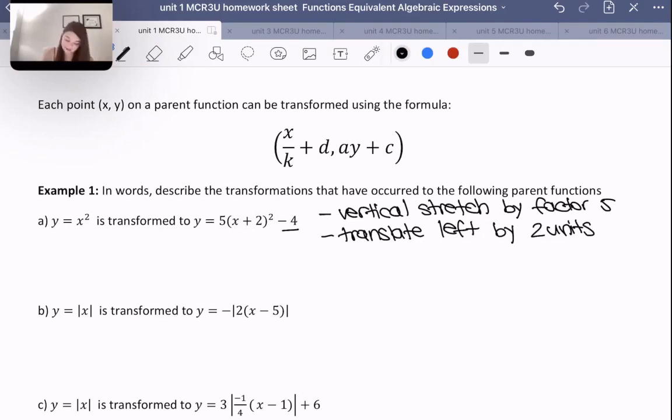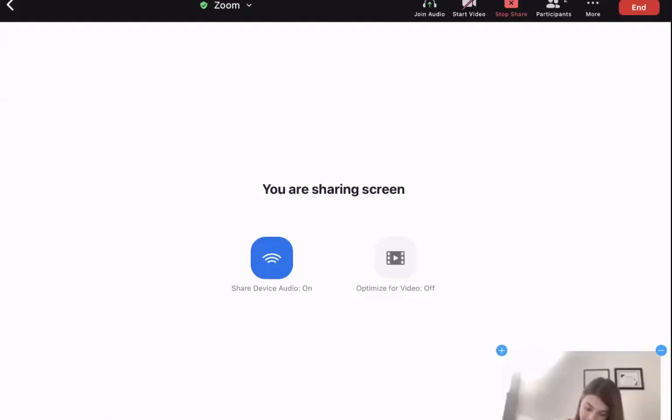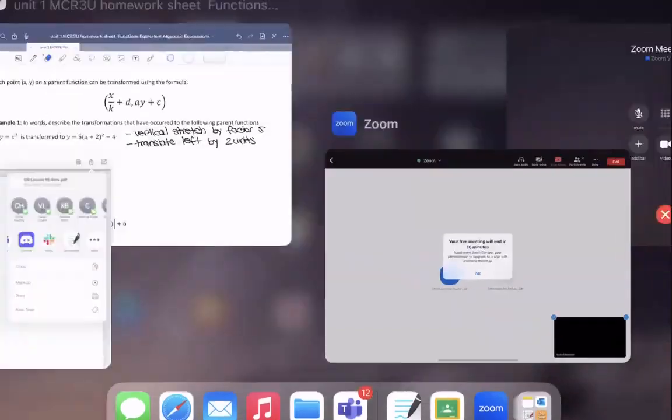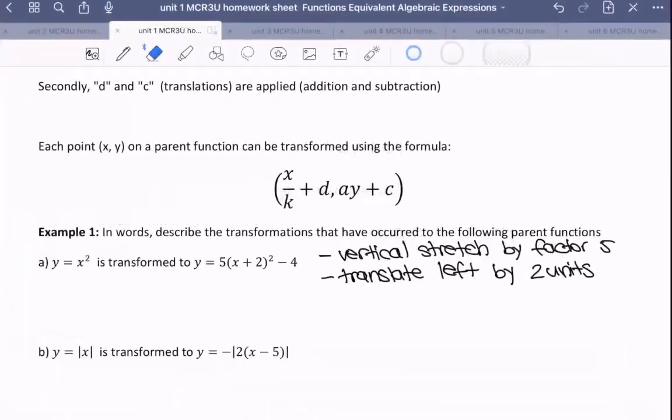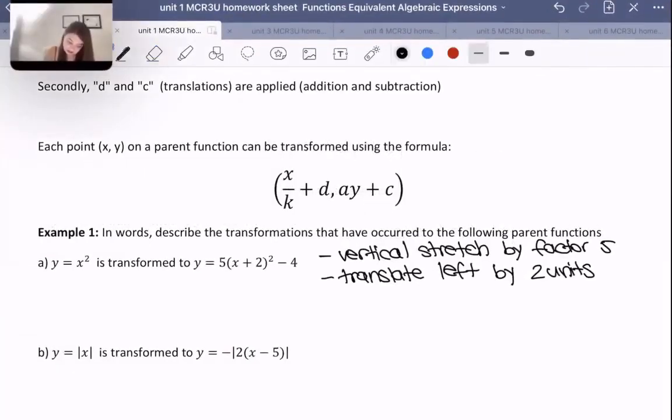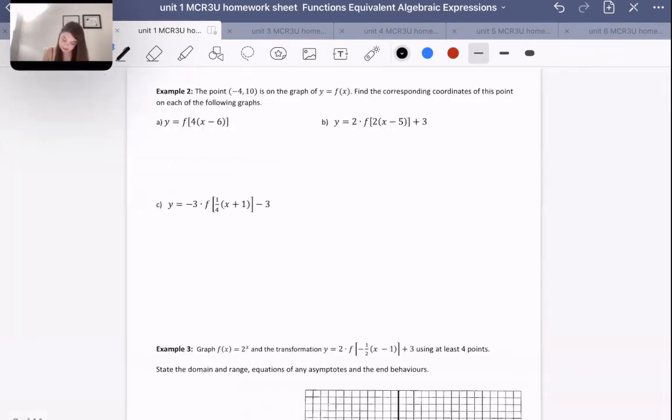And then we have minus 4, which is pretty straightforward. Minus 4 just means to go down, and this just means translate down by 4 units. Awesome.